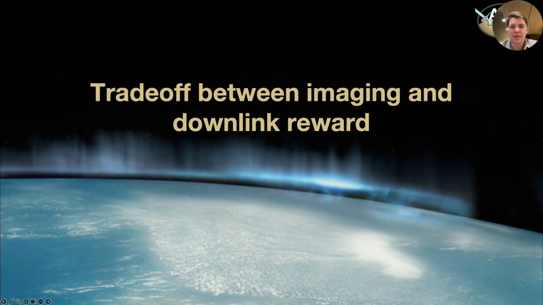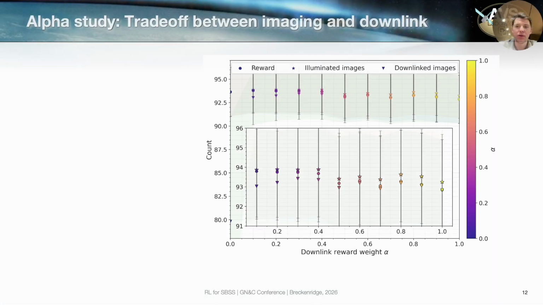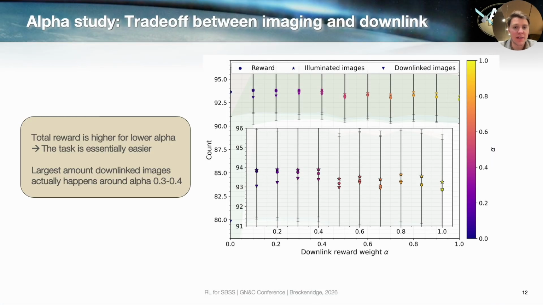Trade-off between imaging and downlink reward. In this alpha study, we're looking at reward, illuminated images, and downlinked images. As we can see, the total reward is higher for lower alphas, which does make sense because the task is essentially easier. So in this case, for lower alphas, we are only required to really image to get all the reward. We downlink less frequently because that's not as important.